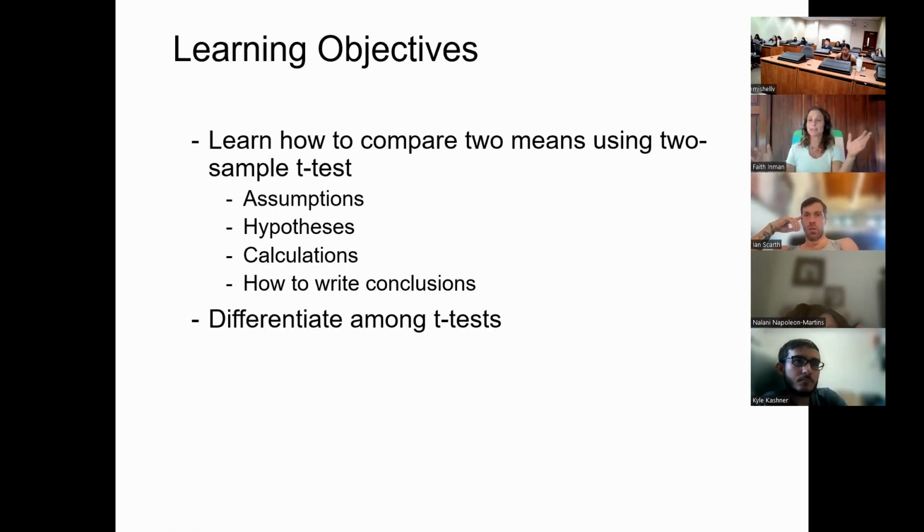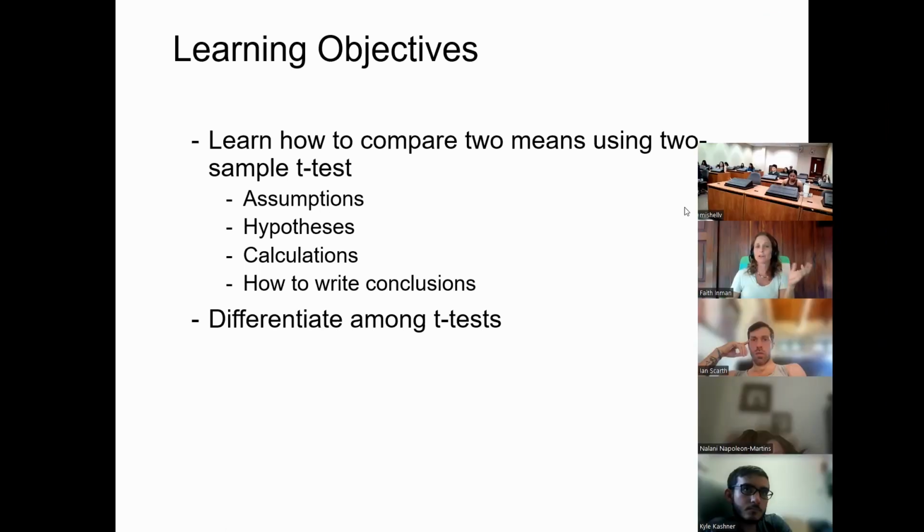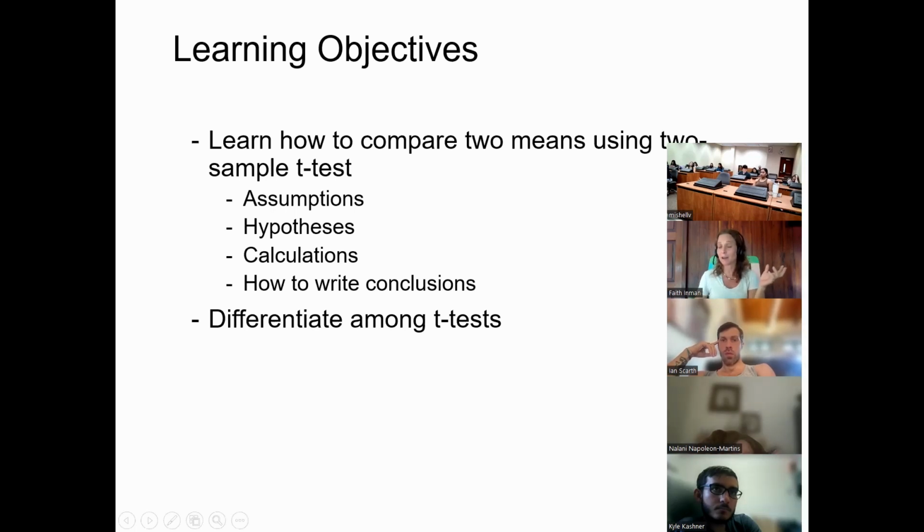Okay, so our learning objectives, were they achieved? Did we learn how to compare two means using two sample t-tests? Well, we got a pretty good start. We went over the assumptions, the hypotheses, the calculations, and how to write the conclusions, and how to differentiate among the tests. On Thursday, we're going to go over this more. We're going to do some examples on our own, taking our own data.